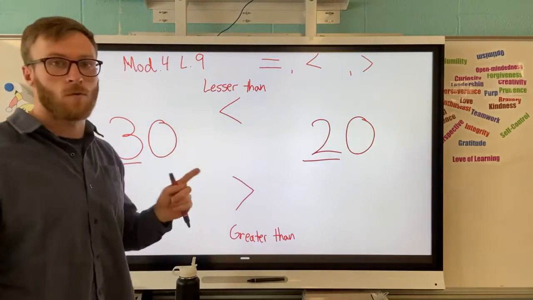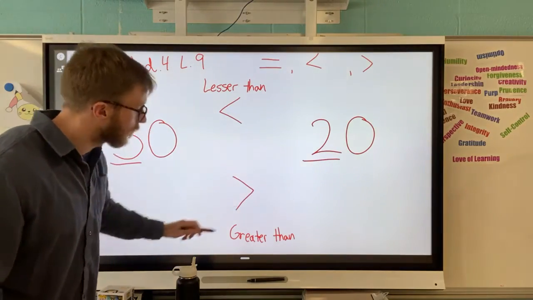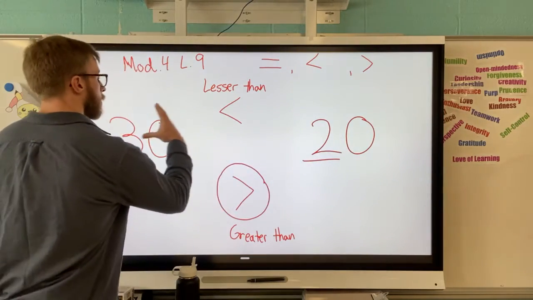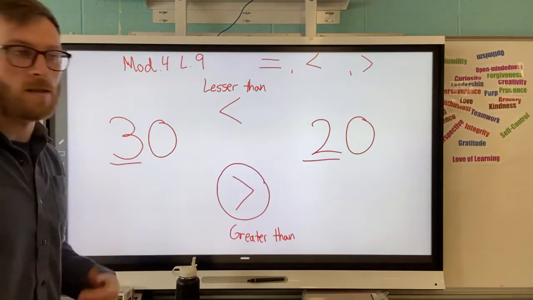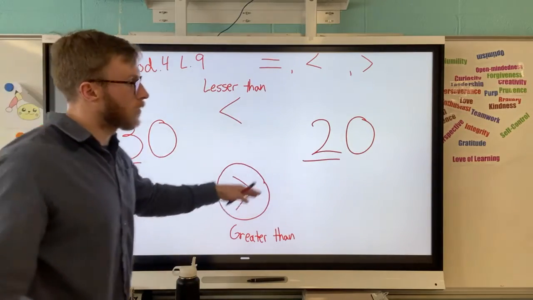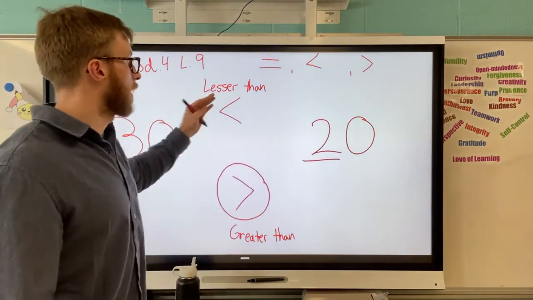And remember, we're not using the word bigger, we're going to start using greater than. That means we're going to use this symbol here. We're going to have the mouth go ahead and eat the number 30 because it's larger. And how we would say it, we'd say 30 is greater than 20. And we could say 20 is less than 30.